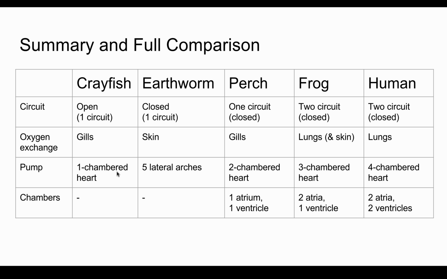Now, the pump, we saw a wide variety of differences. There was a 1-chambered heart in the crayfish. There were 5 lateral arches, proto-hearts, or 5 lateral pumps in the earthworm. The perch had a 2-chambered heart with 1 atria receiving blood and 1 ventricle pumping blood. The frog, in its 2-circuit system, had 2 atria, but a ventricle that received mixed blood from the 2 atria. And the human, of course, had 2 separate systems, 2 atria and 2 ventricles, 1 for each side.